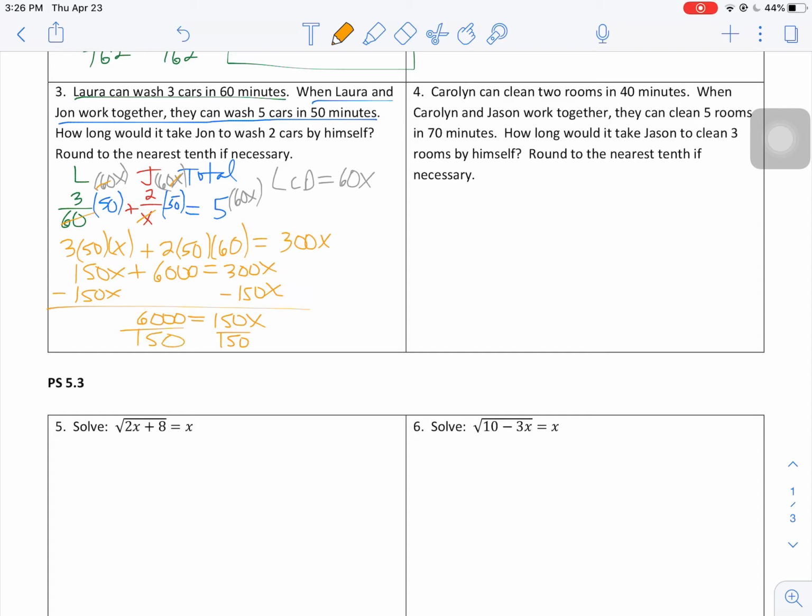And we get 40. So we didn't even have to worry about rounding. And then as far as units go, let's take a look here. What units do we have? Minutes.